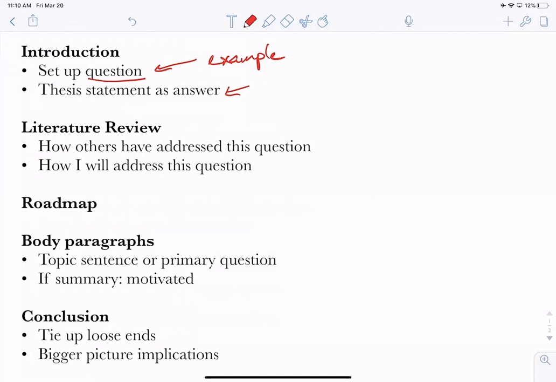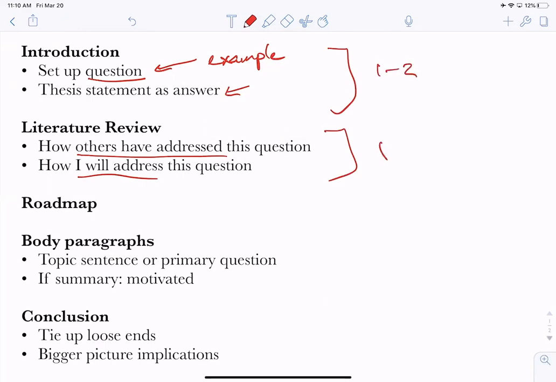And kind of the next logical step is the literature review to talk about how others have addressed this question and then how I will address this question. So if you watch the literature review lecture, you'll know what I mean here. And I think generally this can be 1 or 2 paragraphs.